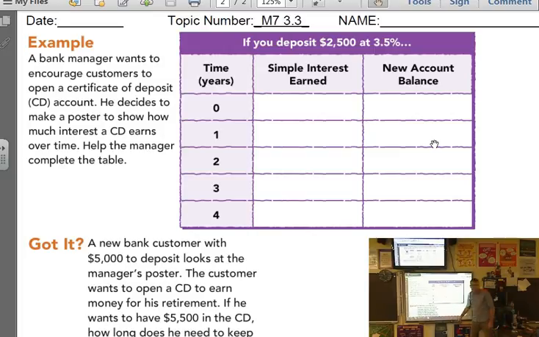So if I look at the total earned after 0 years, this is not a trick question. If I look for total interest earned after 0 years, how much interest would I earn after no time? 0. Which means that my balance would be, careful, this is where 0 years is hard to think about. 0 years means I just started. So if we just started the account, how much money was in the account? So my balance is $2,500.